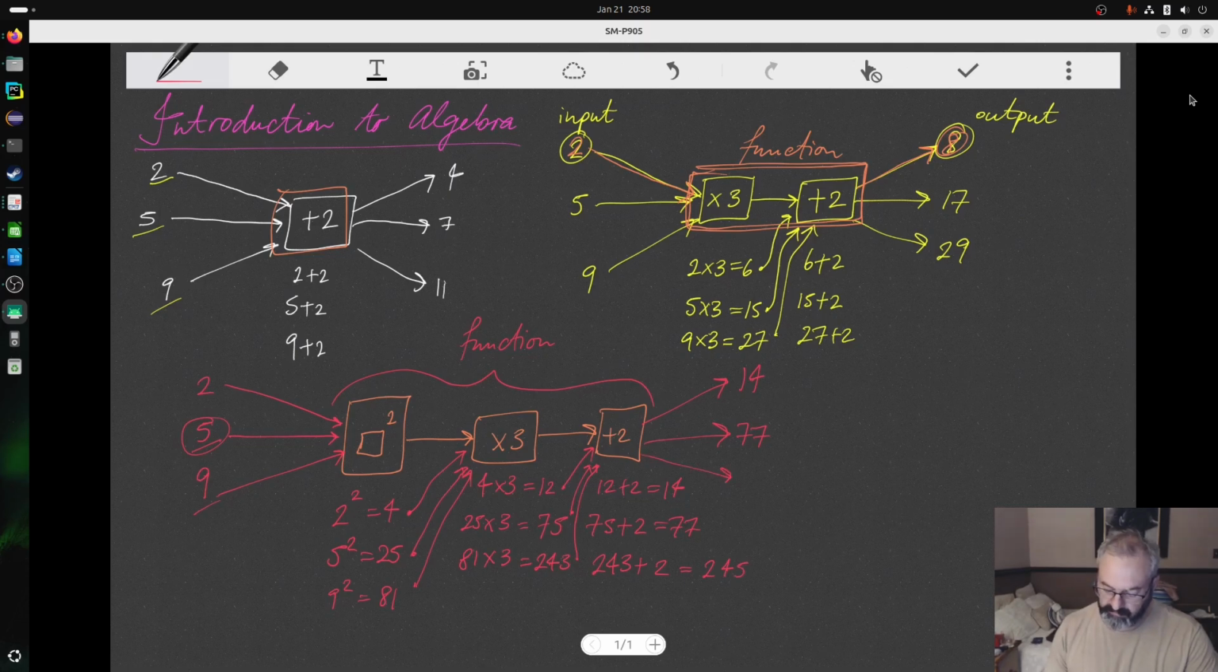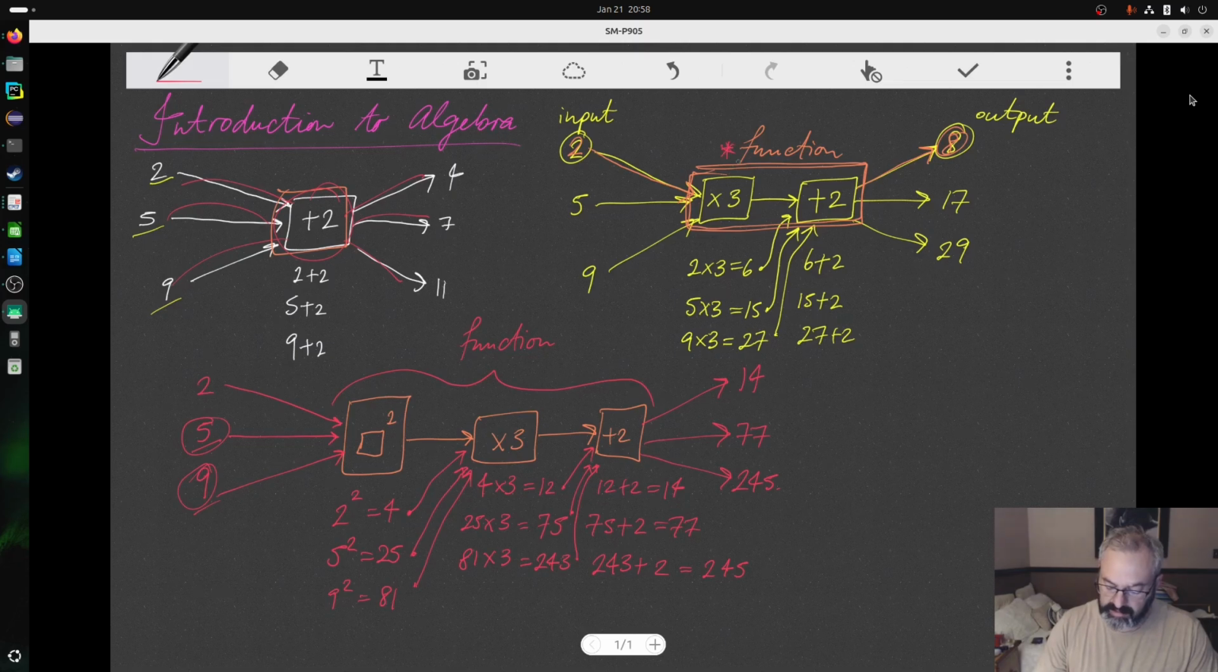So for the input of 9, the output will be 245. Easy peasy. All right, so like I said, you probably already had some exposure to these little spider diagrams, I like to call them, because it looks like a little spider with its body and its legs. Okay, so you might have already had some exposure to this.